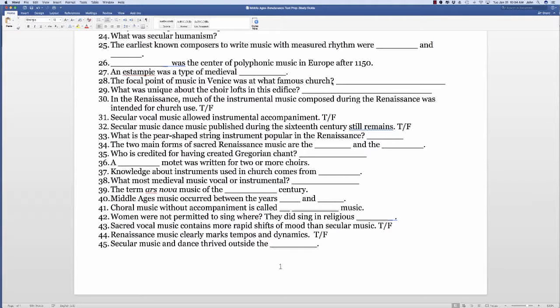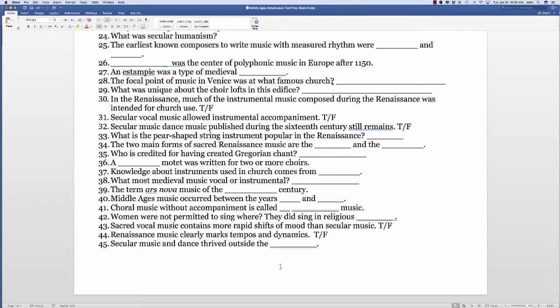Number 40. Middle Ages music occurred between the years of blank and blank. Well, the Middle Ages was 1,000 years, 450 to 1450. Number 41. Choral music without accompaniment is called a cappella music. 42. Women were not allowed to sing where? Well, they couldn't sing in the church. And where did they sing? They sang music in convents, where they actually received musical training.